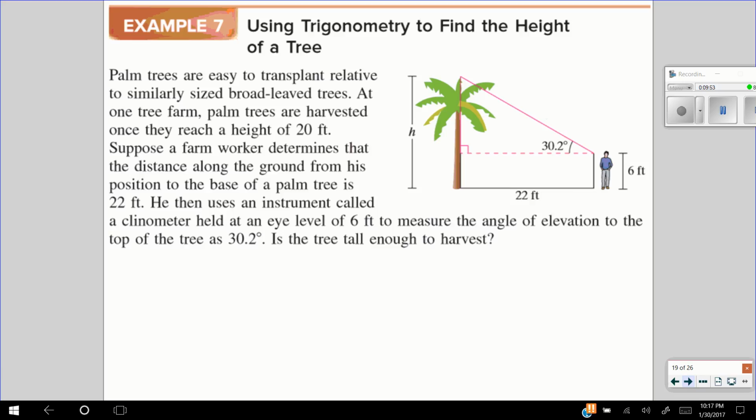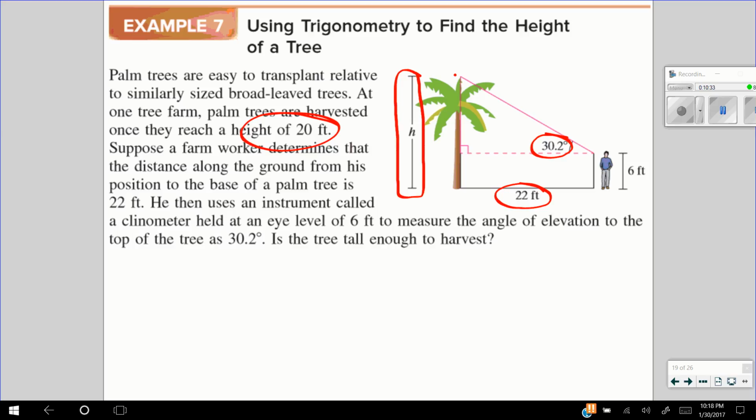Okay? So here's our first example. It says palm trees are easy to transplant relative to similarly sized broad-leaved trees. At one tree farm, palm trees are harvested once they reach a height of 20 feet. Suppose a farm worker determines that the distance along the ground from his position to the base of the palm tree is 22 feet. He then uses an instrument called a clinometer, held at an eye level of 6 feet, to measure the angle of elevation to the top of the tree to be 30.2 degrees. Is the tree tall enough to harvest? So we want to know, is this total height here at least 20 feet?